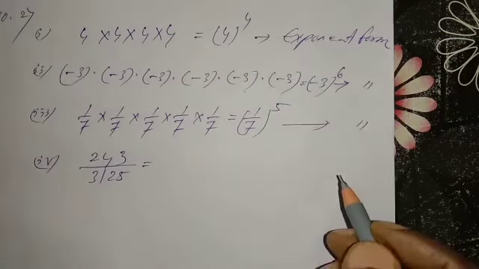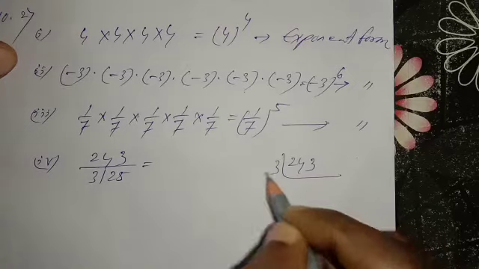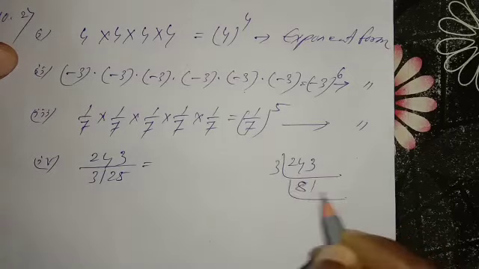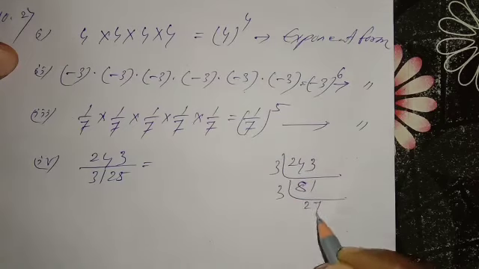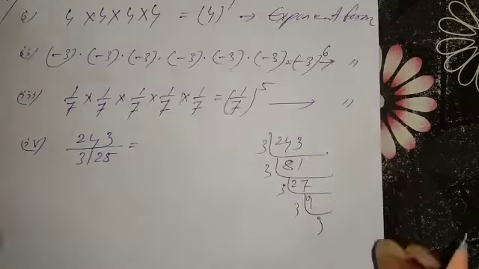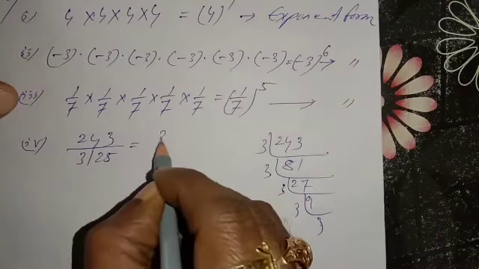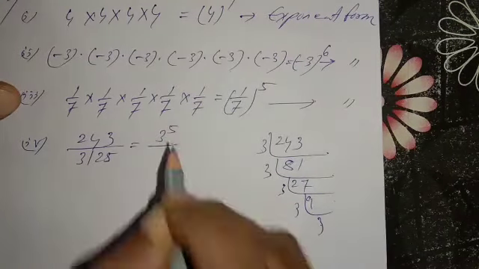Before going to exponent form, you have to see 243. Just you have to factorize. 243 will go by 3. 3 8 is 81. Again 3, 27. Here 3, 3 9. Again 3 3. So how many 3 is there? 1, 2, 3, 4, 5. That is 3 to the power 5 is 243.